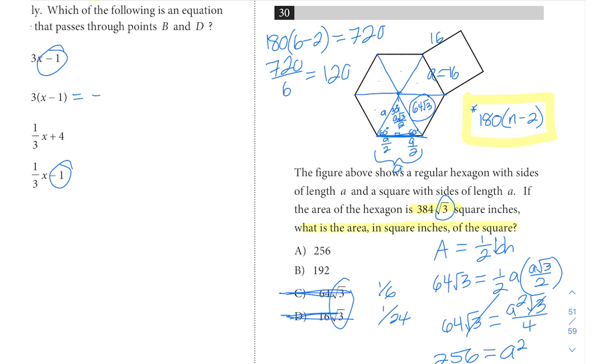And the question, let's see what they're asking for just to make sure. They want to know, what is the area of the square? 16 times 16 gives us 256 for that area. So like I said, this is definitely a true 30. It's a very difficult question.